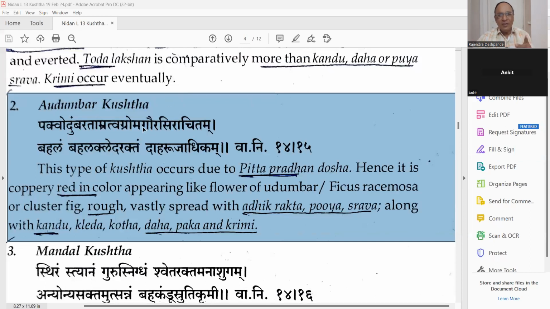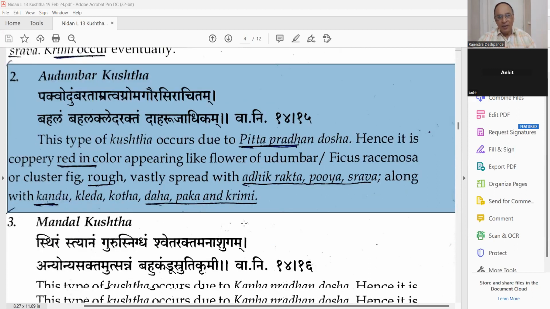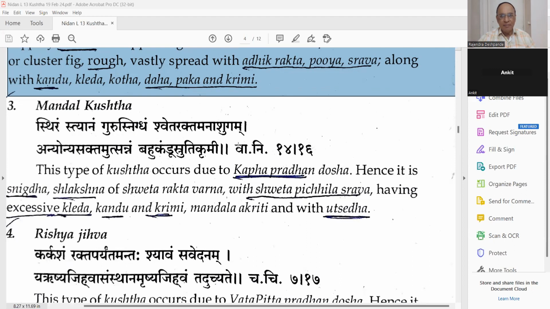So whenever there is Pitta, there is always red color, inflammation, and strav will be there. Kandu will be there, because whenever there is strav, oozing, eczema, there will always be itching. Kleda is more. So daha, pak and krumi. These are the words: daha, pak and krumi. Next we will see Mandala.